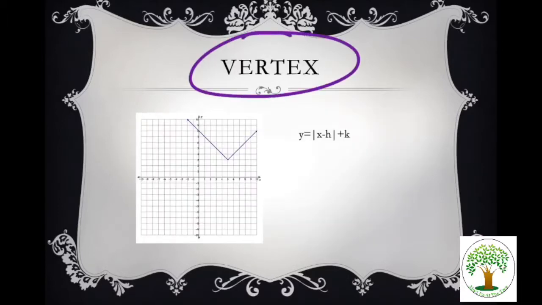The vertex is the dot, that's where that point comes together right there. And I want you to notice that I went over 5 this way and up 3 this way. So the vertex is at 5, 3.